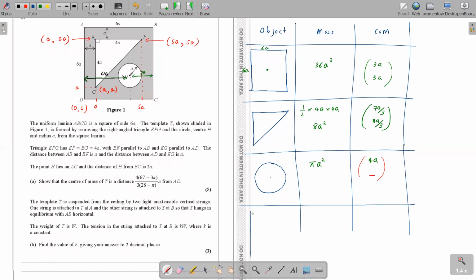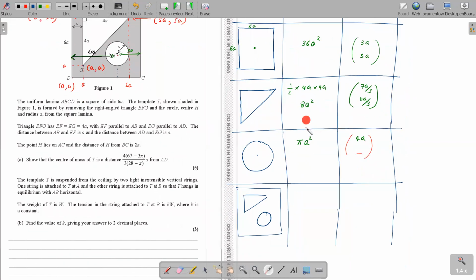So at the end, what do you do? From your square lamina, the triangle and the circle lamina are what, children? They are removed. So if they are removed, minus. You subtract the areas from the square area: 36a square minus 8a square minus pi a square. Can you simplify and give this to me? How much is 36 minus 8?